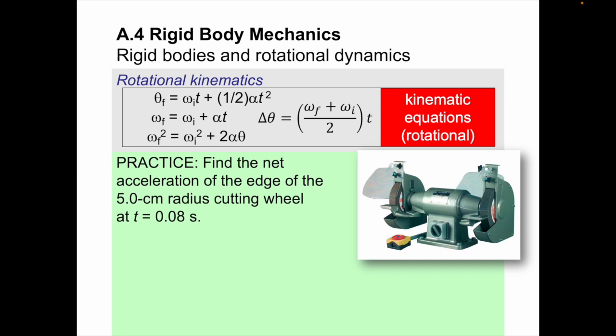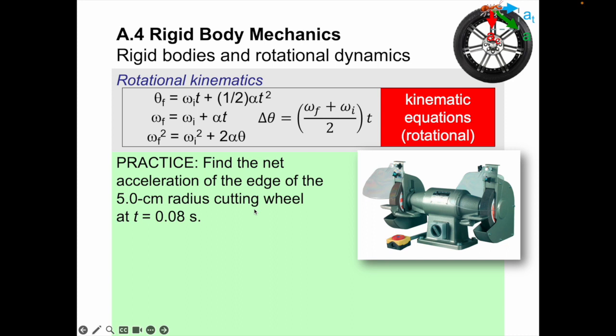Another part here is finding the net acceleration of the edge of the wheel. We know the radius of it. The time that it takes in this case is 0.08 seconds. So when we plug in, what we're going to look for is the net acceleration of the edge of the wheel. So that's going to be our a naught and our a t, or the beginning acceleration or during. Then we're going to net those two together.